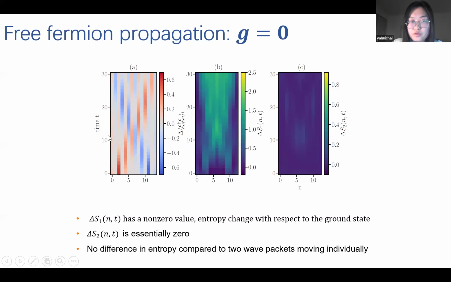And then for the free fermion case, we also observe the entropy. So firstly is the difference of entropy with the vacuum state. We can see more entropy generated, but maybe only because of the wave packet. And so then we subtract this entropy by the entropy of the individual fermion and individual anti-fermion. Result in this plot, almost nothing left.